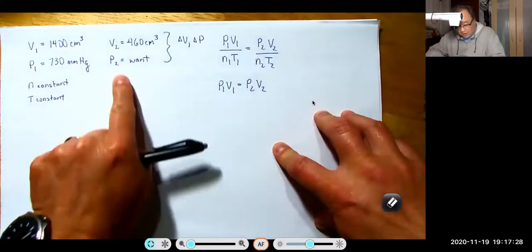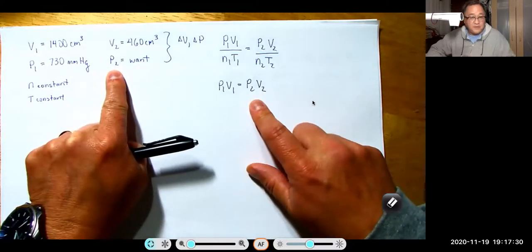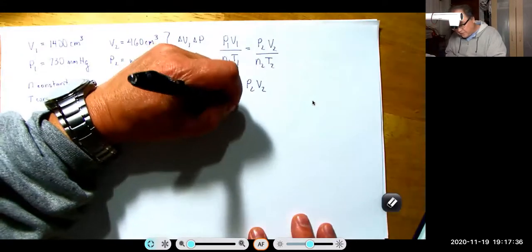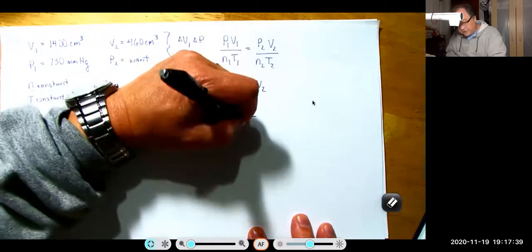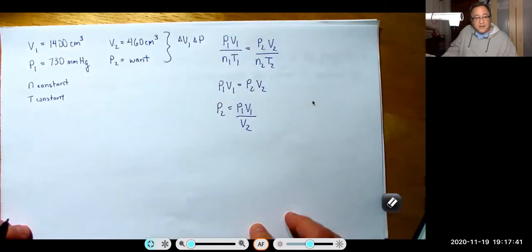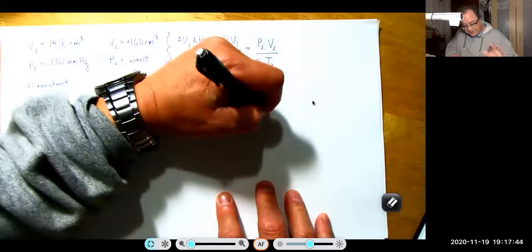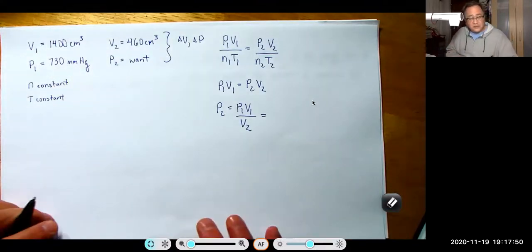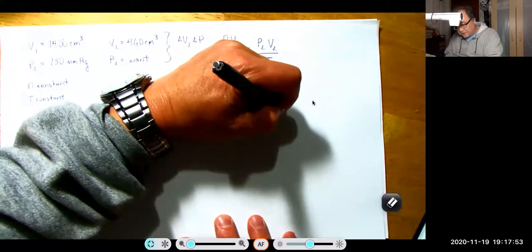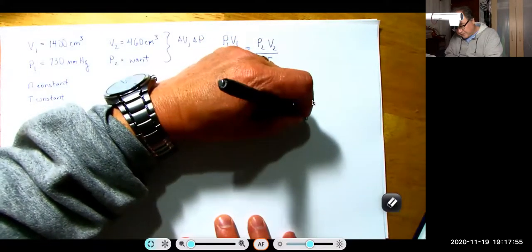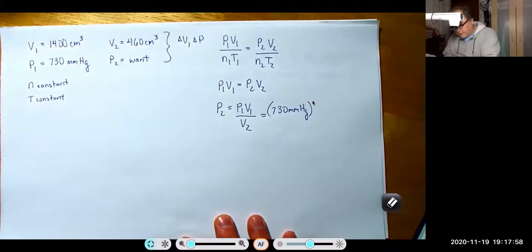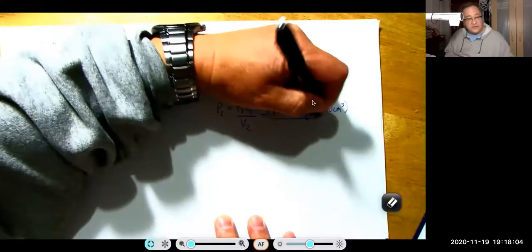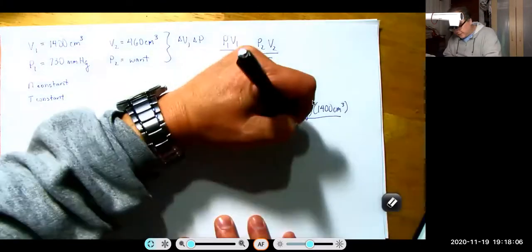Now, since P2 is what I want, I'm going to rearrange this equation so I have P2 on one side and everything else on the other. So I get P2 is P1V1 over V2. And now it's a simple matter of plugging the numbers in. Now, I'm still concerned that these are volumes that I'm not used to, but let's see how this plays out. So P1 is 730 millimeters of mercury. V1 is 1,400 centimeters cubed. And V2 is 460 centimeters cubed.